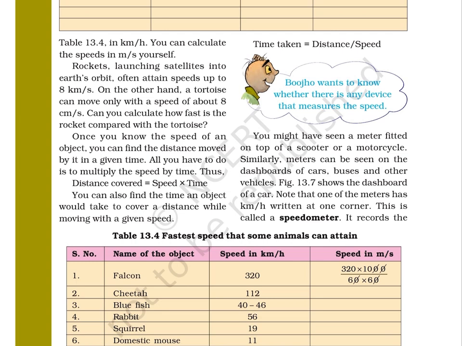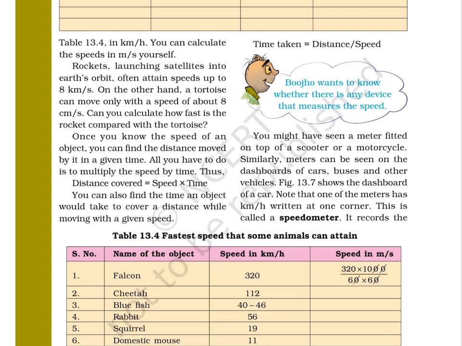Once you know the speed of an object, you can find the distance moved by it in a given time. All you have to do is to multiply the speed by time. Thus, distance covered is equal to speed multiplied by time. You can also find the time an object would take to cover a distance while moving with a given speed. Time taken is equal to distance divided by speed.